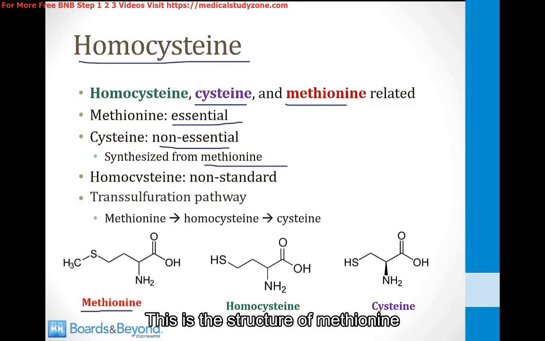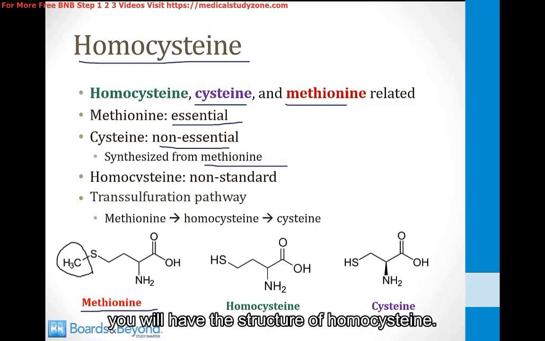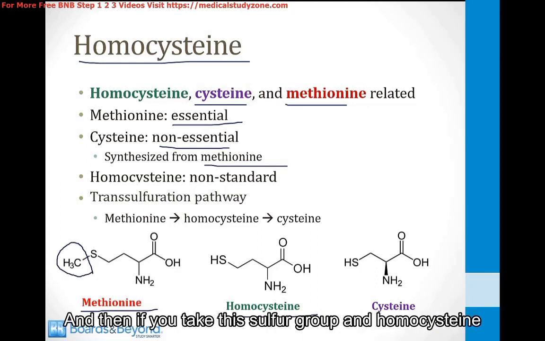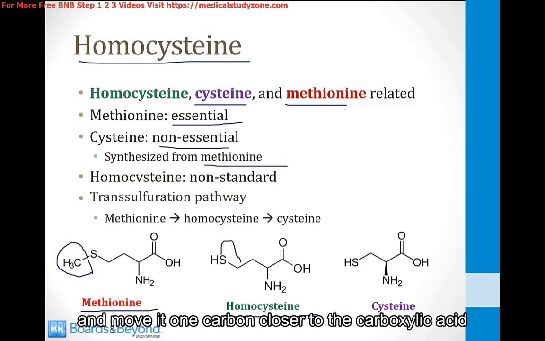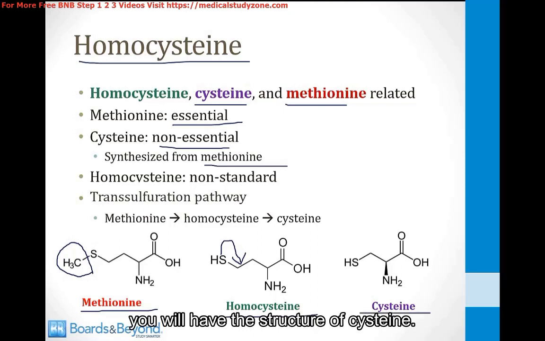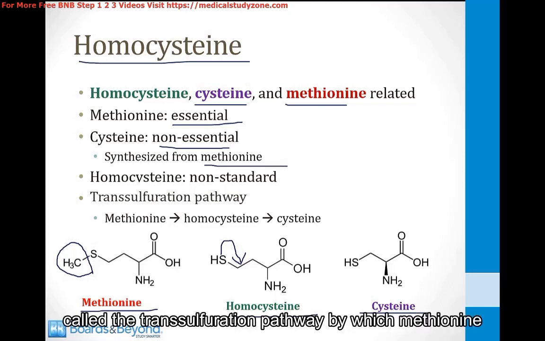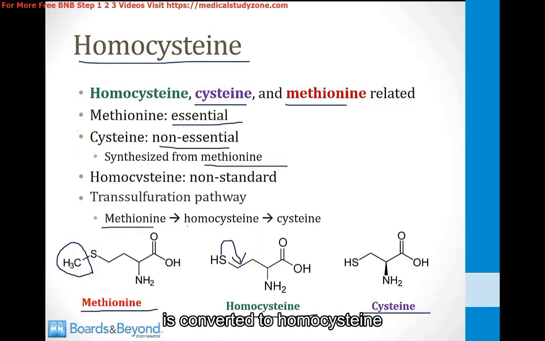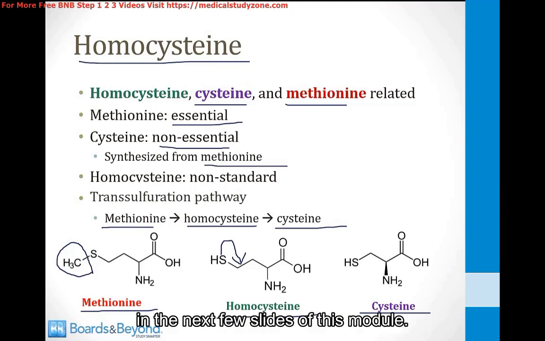This is the structure of methionine on the left side of the screen here. If you remove this methyl group, you will have the structure of homocysteine. And then if you take this sulfur group in homocysteine and move it 1 carbon closer to the carboxylic acid, you will have the structure of cysteine. And there is a metabolic pathway called the transsulfuration pathway by which methionine is converted to homocysteine and homocysteine into cysteine, and that's what we'll talk about in the next few slides of this module.